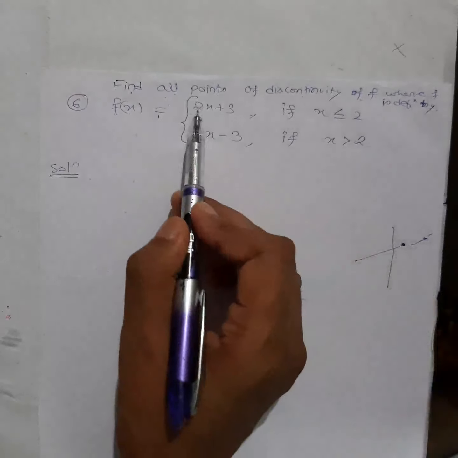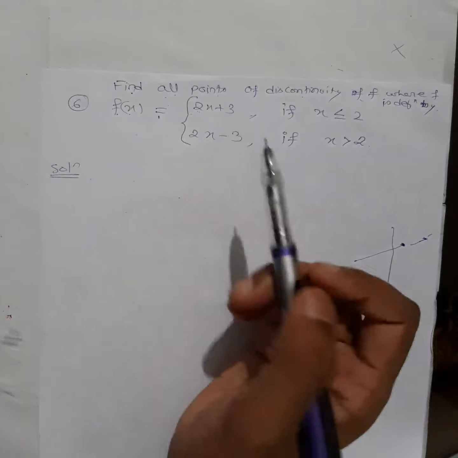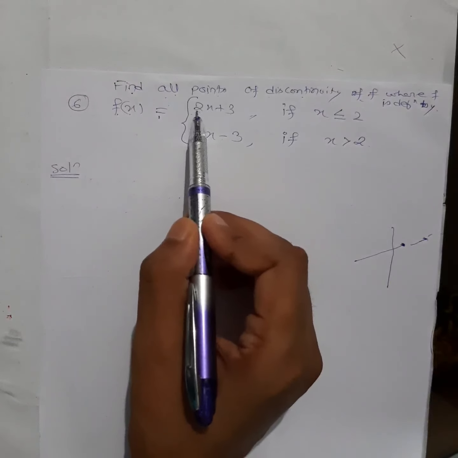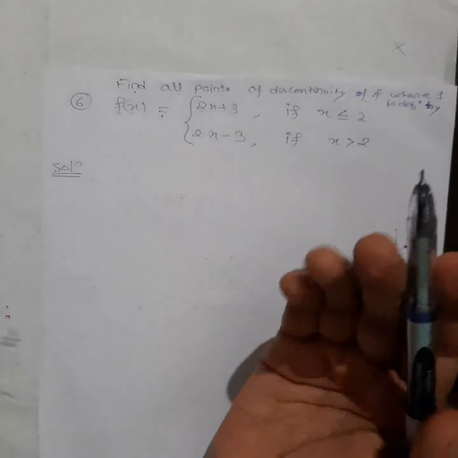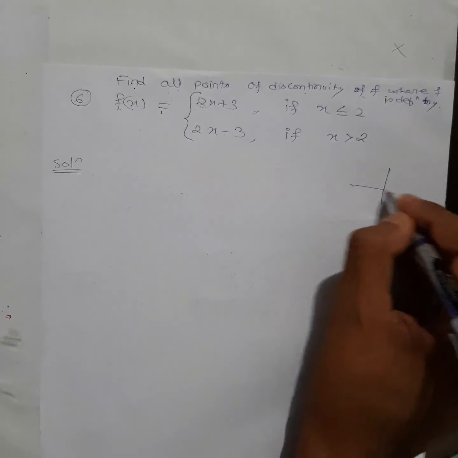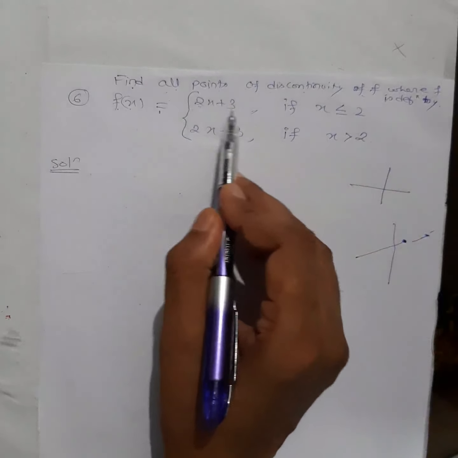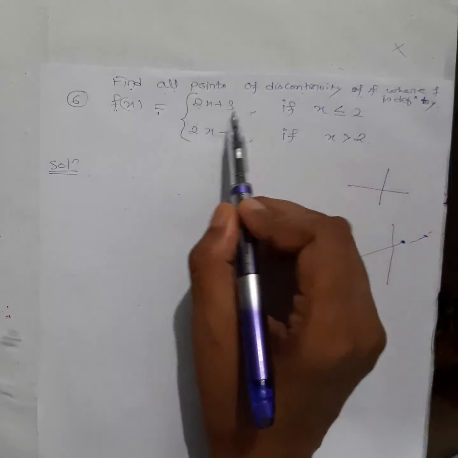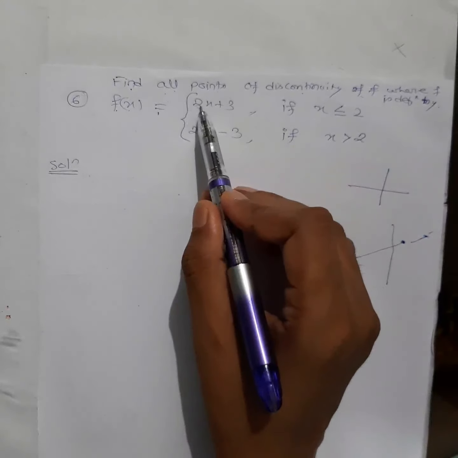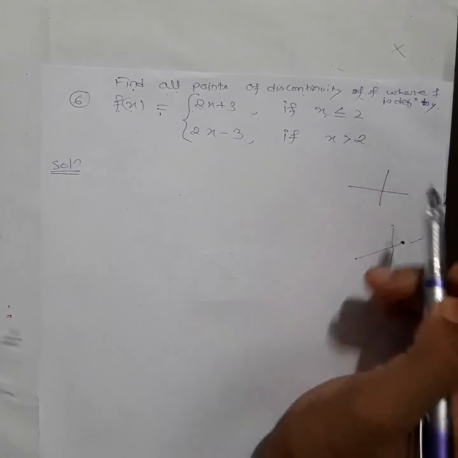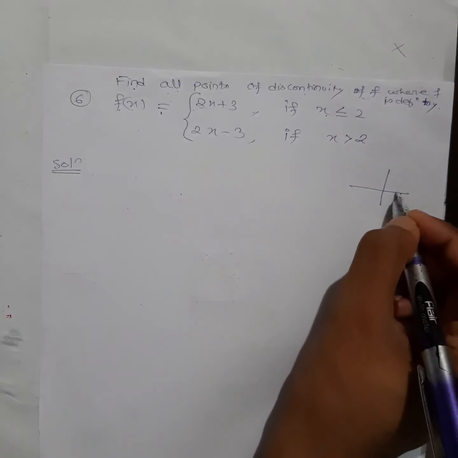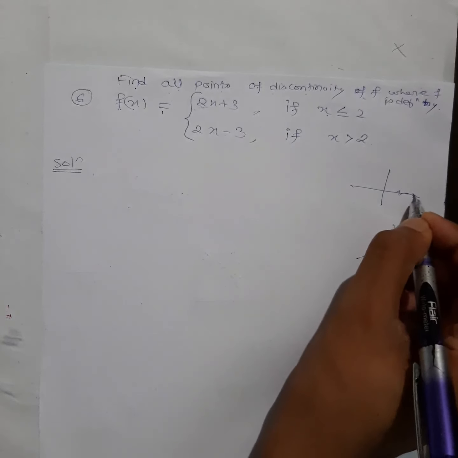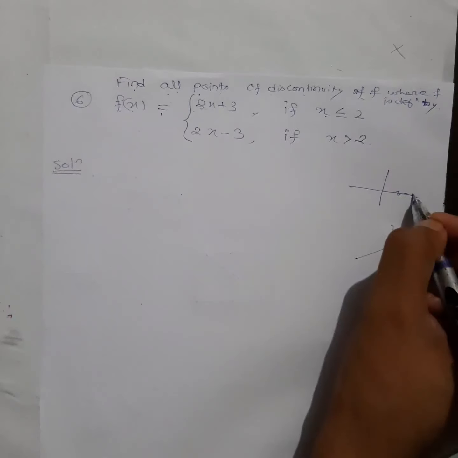A graph, right? 2x plus 3, what is it? It's a linear equation, right? And this will represent a graph. What kind of graph? A straight line, obviously. So obviously this will not break anywhere, right? Because this portion is what? It's a linear equation, it's a straight line. And which values are you taking? x is equal to 2 or less than 2. So whatever value you take, less than 2 and equal to 2.